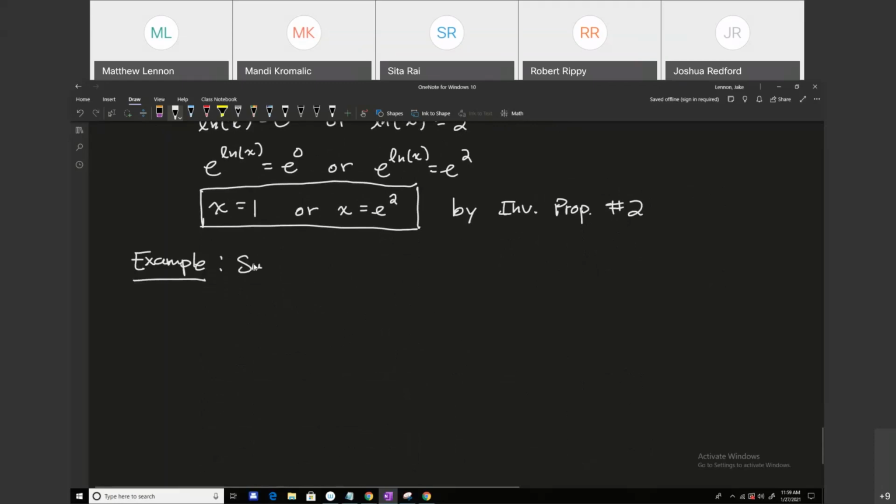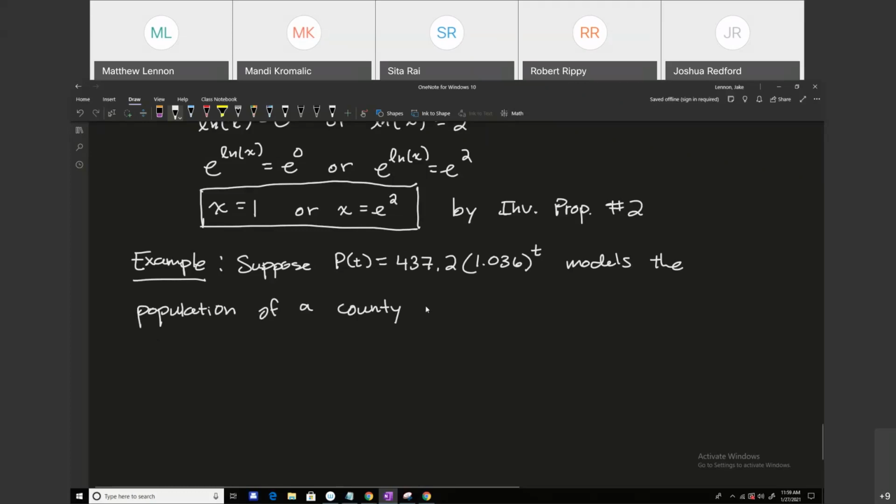So let's suppose we have something that's modeling a population. P of t equals 437.2 times 1.036 to the t, and this is modeling the population of a county in thousands of people, t years since 1995. When will the population reach 1 million?